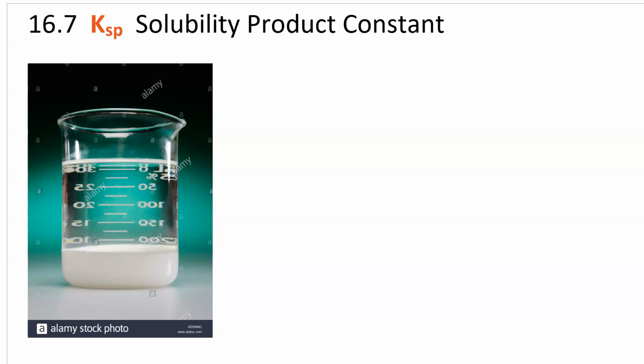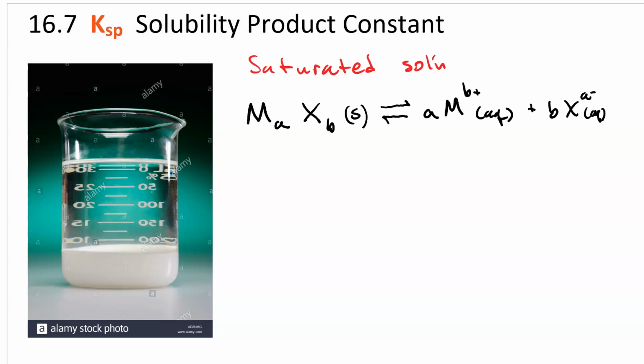Ksp, the solubility product constant. In a saturated solution, you will have an equilibrium between solid ionic compound and aqueous ions. And no more of the ionic compound can dissolve in solution. As soon as one set of ions dissolves, another set of ions goes back to the solid state. So the forward and reverse reactions are happening at the same rate, and you have your ionic solid and your saturated solution up above it.